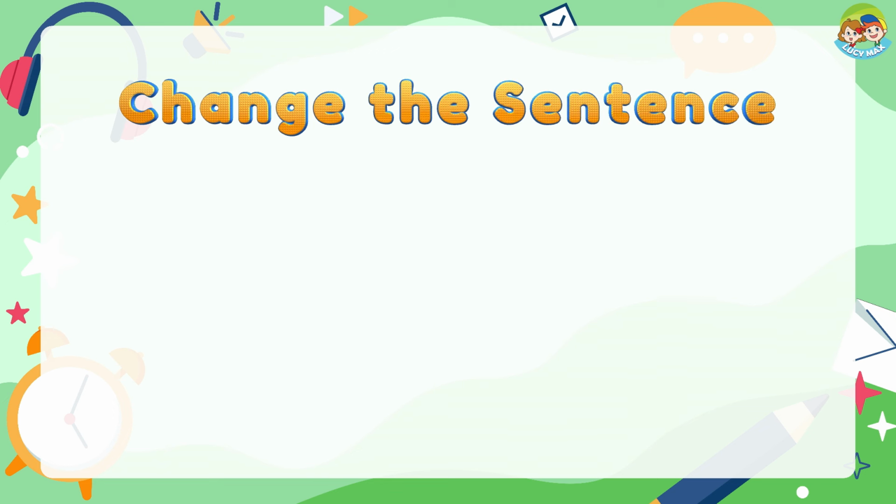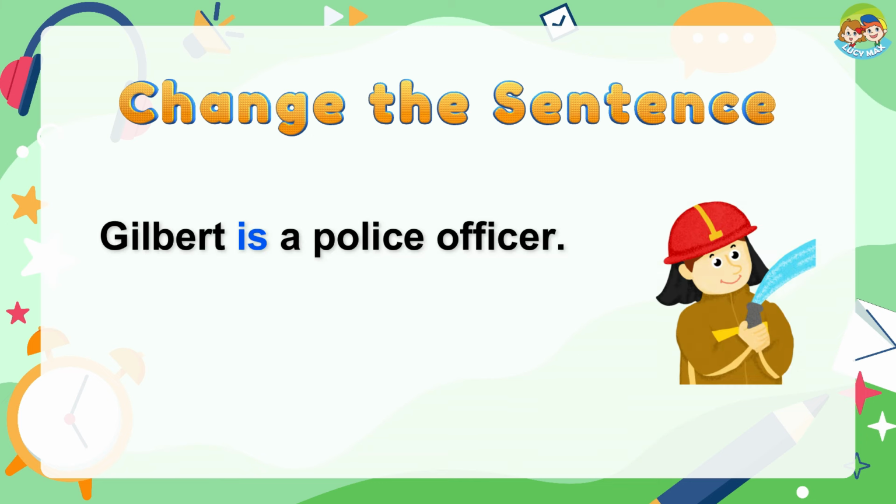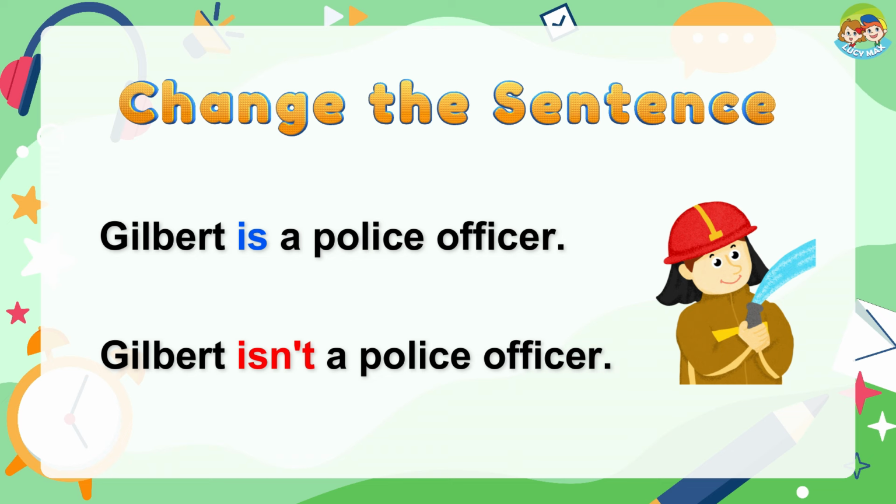Change the sentence into a negative sentence. Gilbert is a police officer. We put not after be verb. The negative sentence will be Gilbert isn't a police officer.